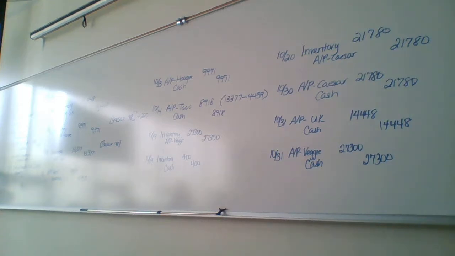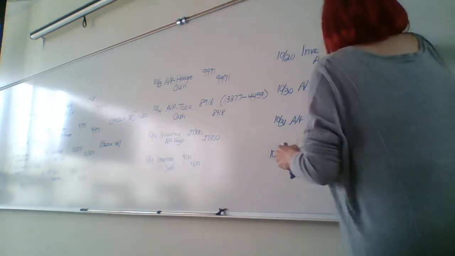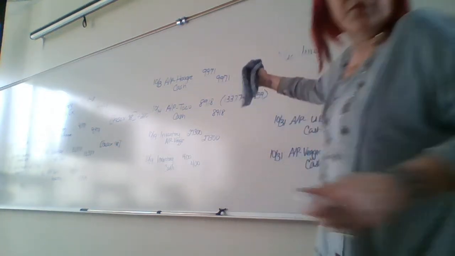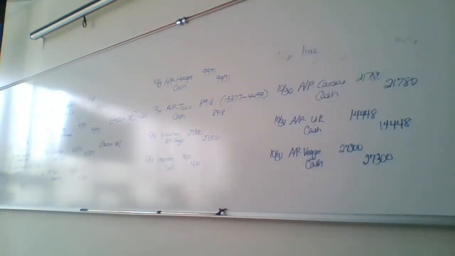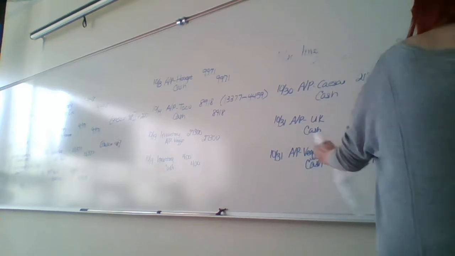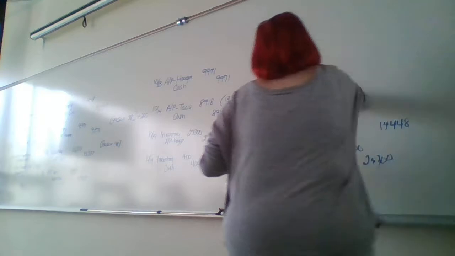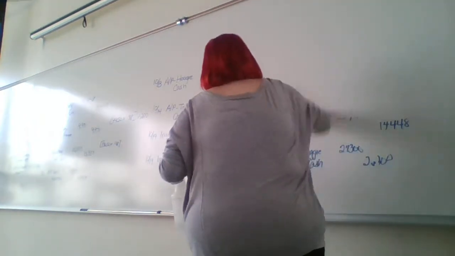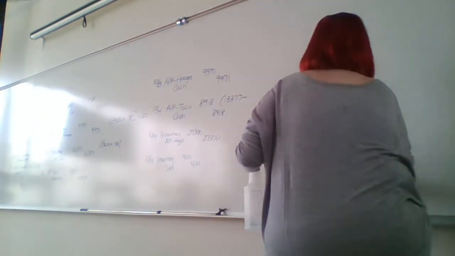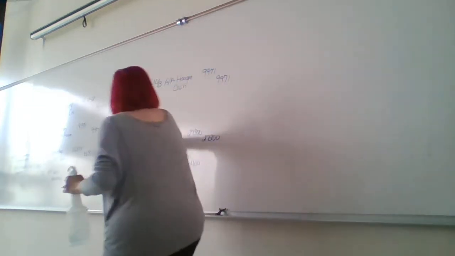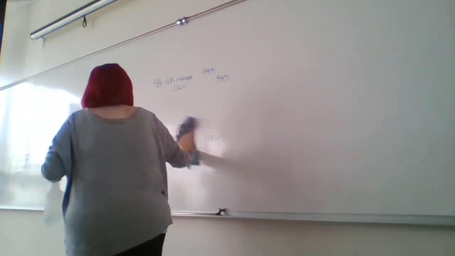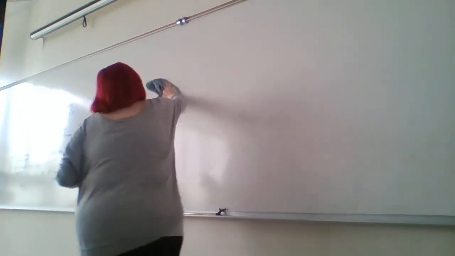All right, questions on this before I erase it? Whose perspective were these journal entries from? The purchaser or the seller? All we were recording was purchases, right? So we were just looking at purchases of inventory. When we're looking at this next one, we're gonna look at the sale and purchase of inventory.